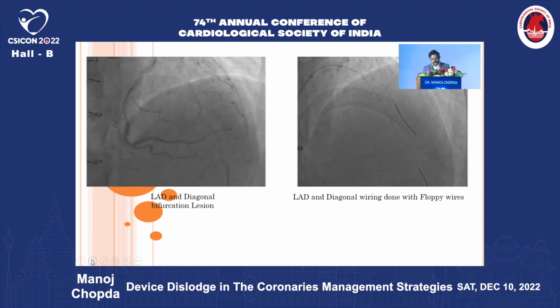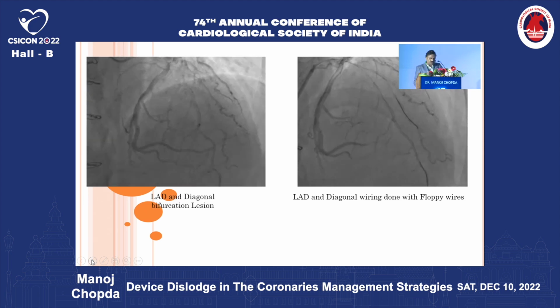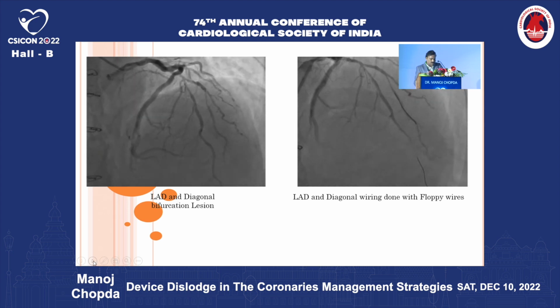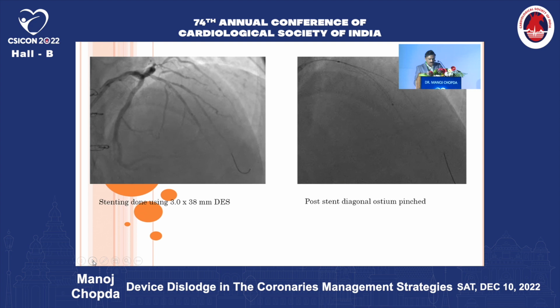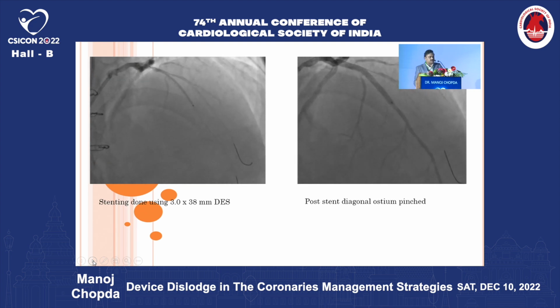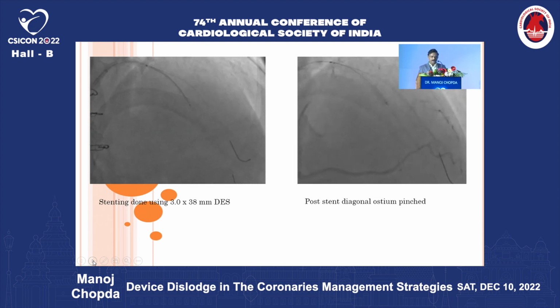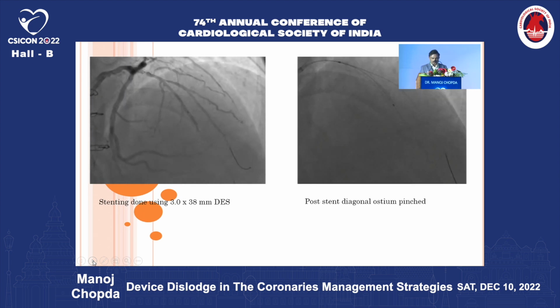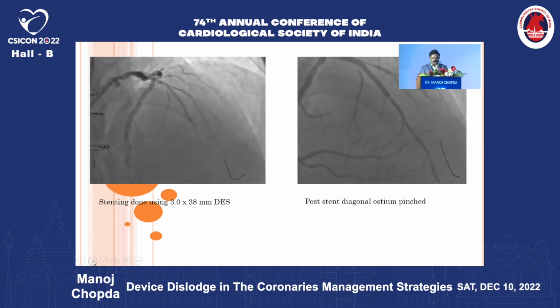LAD was a proximal 90% lesion with a large diagonal. The initial plan was provisional stenting. We took a 3 by 38 stent and deployed it in the proximal to mid LAD. The result was good, but the diagonal got pinched and the flow was reduced.